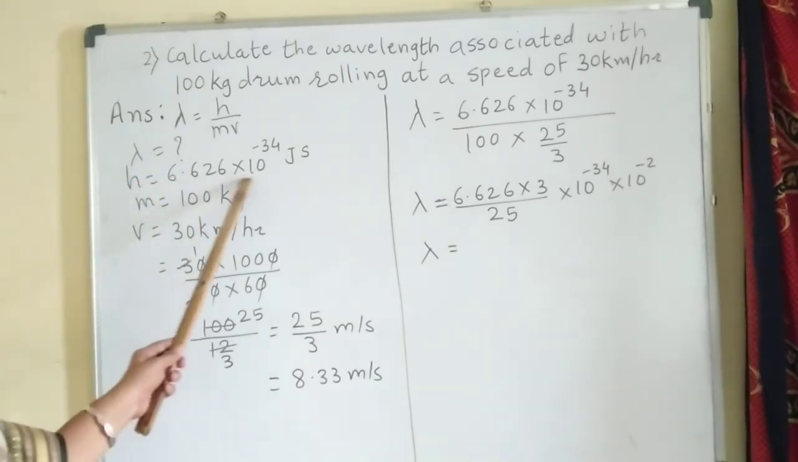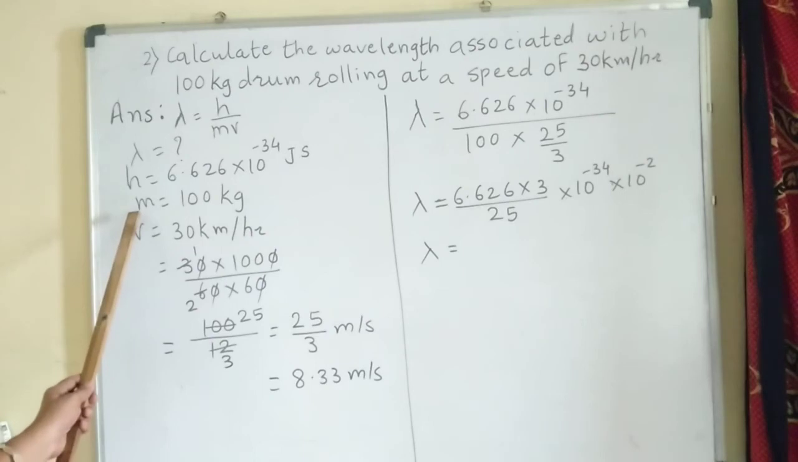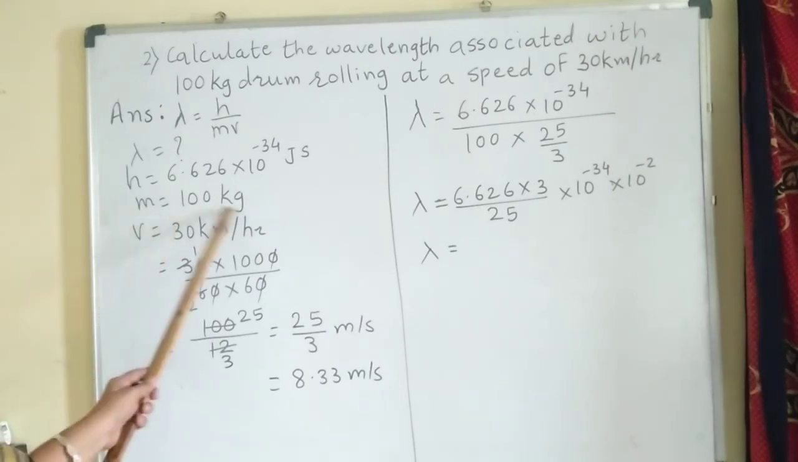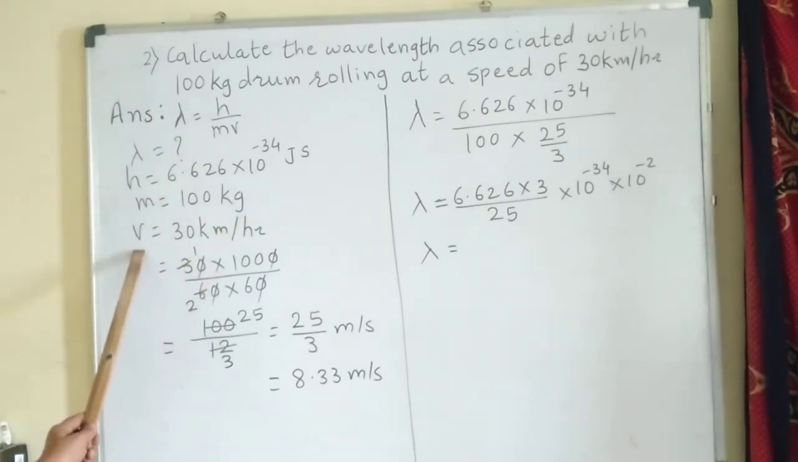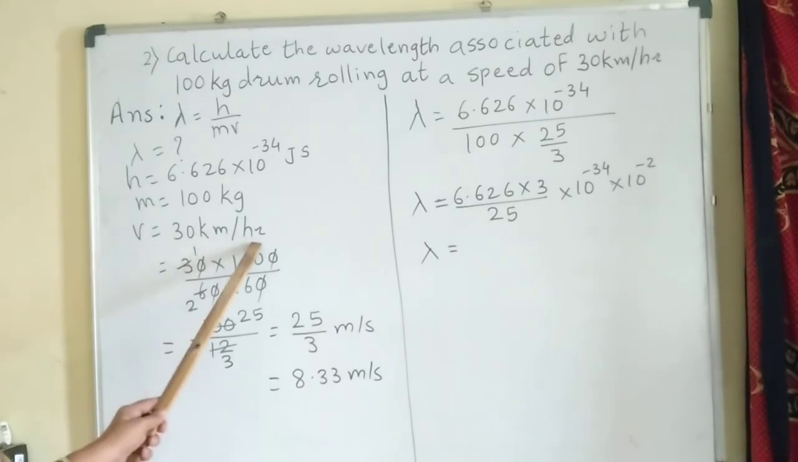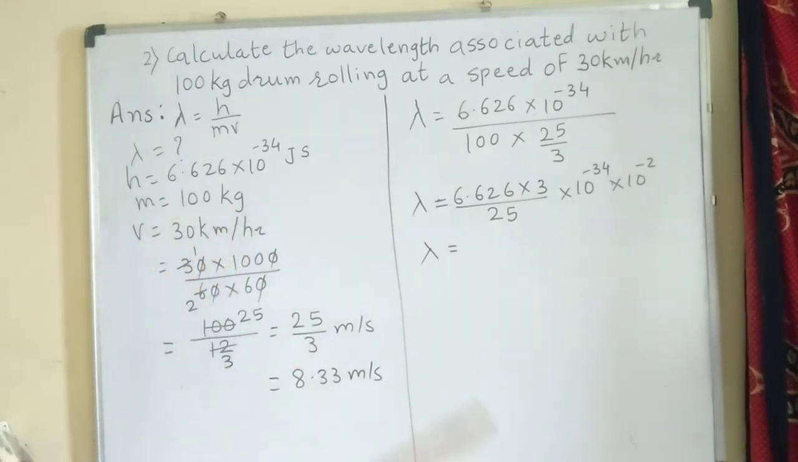h is 6.626 into 10 raised to minus 34 joule second. Mass is 100 kg of the drum, given. Velocity of the drum is given, 30 km per hour. Now when we are using all SI units, we have to use for velocity also the SI unit, meter per second. For that purpose, I have calculated the velocity in meter per second as 30 km converted into meter, so 30 multiplied by 1000, upon hour converted into second, so 60 into 60, 3600 seconds are there.